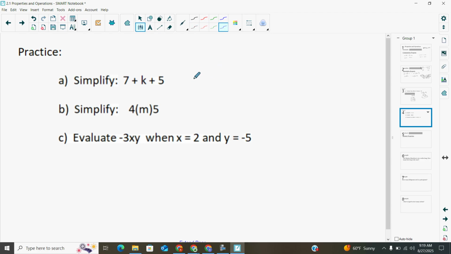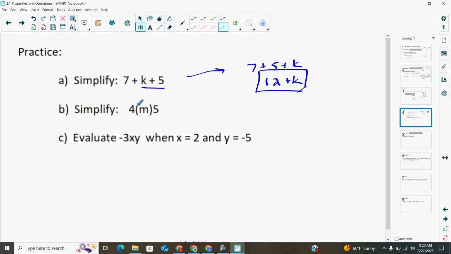So part A, what I'm going to do is switch the order of these two. And now as I add left to right, 7 plus 5 is 12 plus k. That is the commutative property of addition.